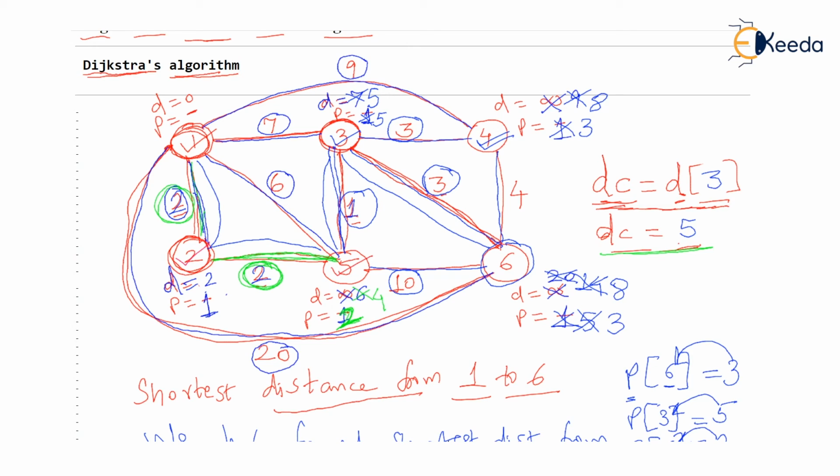I changed the problem. Don't find the shortest distance from 1 to 6. Find the shortest distance from 1 to 4. Then you would have immediately stopped when you said that you are processing the fourth vertex, because the fourth vertex would have the least value of D at that point of time. So whenever you said that I am going to process the fourth vertex, that's it. You stop there and say I have found the shortest distance from 1 to 4, which is 8, as you see in the picture. And indeed, the shortest distance from 1 to 4 is 8.